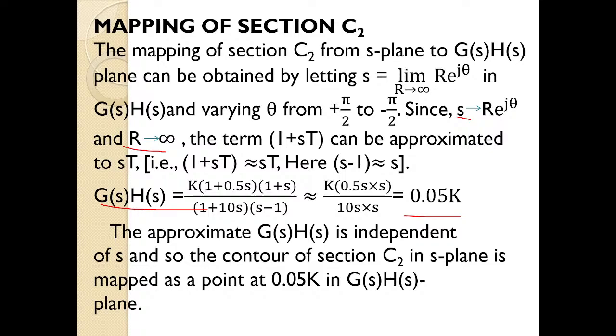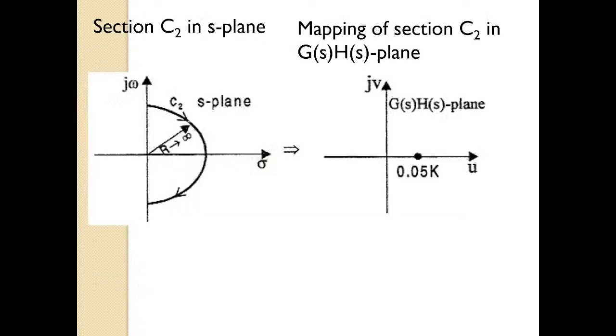So you have got a value for G of S, H of S, that is 0.05K. Just locate it on the G of S, H of S plane. For the previous problems, we didn't get such a point, isn't it? We didn't get any constant value in the earlier case. But for this numerical problem, you are getting a constant value. So you are not going to get any contour here.